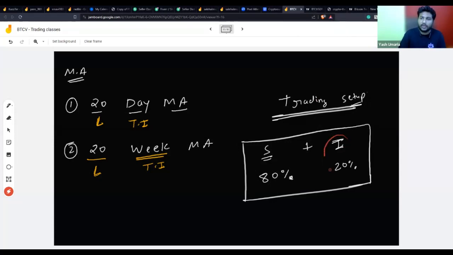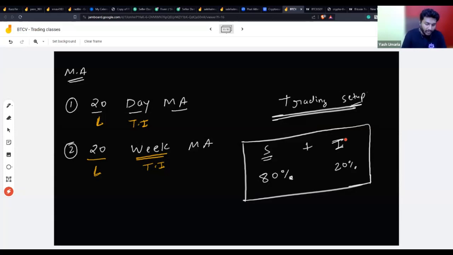Indicators are not strategy. They are only 20% part of the setup. Strategy is what we call 80%. Strategy has a weightage of 80% in any kind of setup. Strategy is what? When to enter, when to exit, when to put a stop loss. Those three core points are the strategy. Indicators are just 20% part of your trading setup. Remember this.